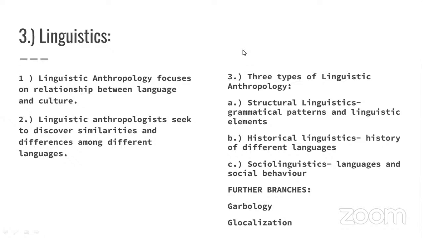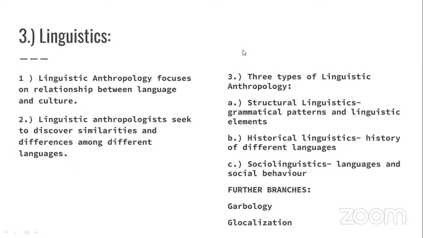So now we have moved towards linguistic anthropology, and we've just discussed that it focuses on the relationship between language and culture. Linguistic anthropologists seek to discover similarities and differences among different languages. It is a study of language with a long history, and it is intertwined with the discipline of philosophy. It focuses on how language has been used within a particular society in the past, and how the human brain acquires and uses language.